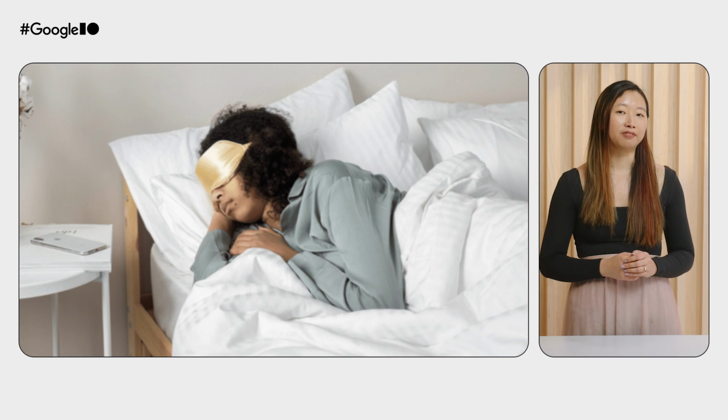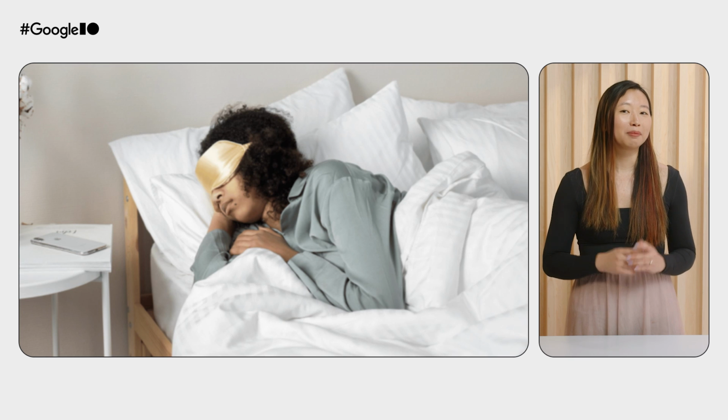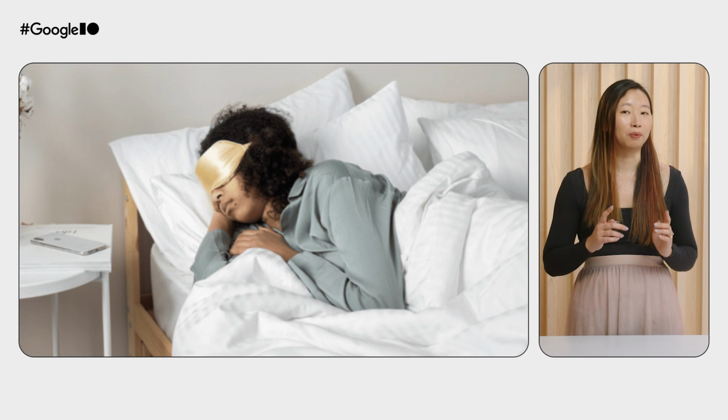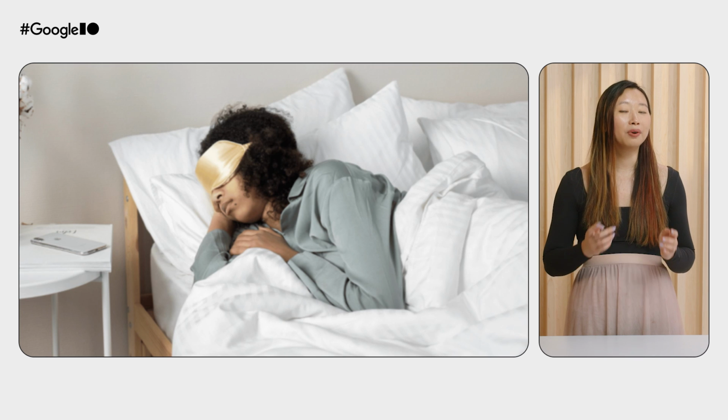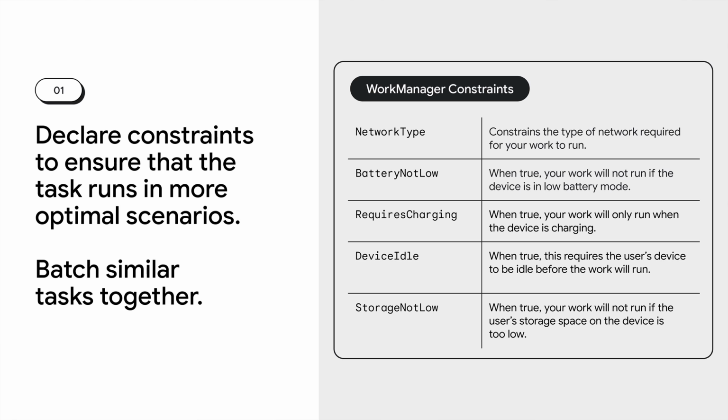When you go to sleep for the night, would you rather be woken up 16 times every 30 minutes, or would you rather be woken up once and get everything done all at once? The device is similar to the user. The more times the device is woken up, the more energy is consumed. You should declare constraints to ensure that the task runs in more optimal scenarios and, when possible, batch the work together.